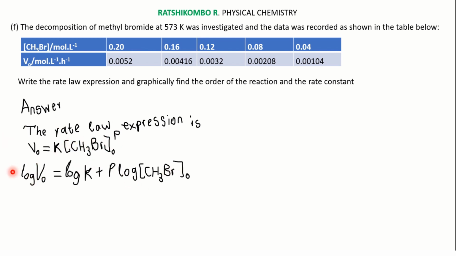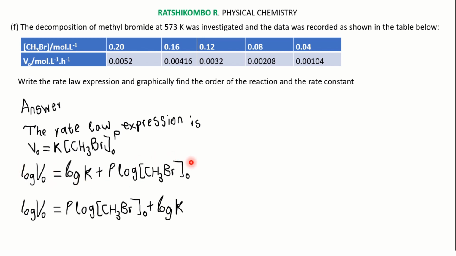From there, let's rearrange this equation so that it looks more like a straight line, because this is actually a straight line equation. This is more like our y, this is the gradient, this is the x-axis variable, and this is the intercept. So I just rearranged it, writing this one in front of this part and bringing this part to the left. In other words, these two just swapped positions.